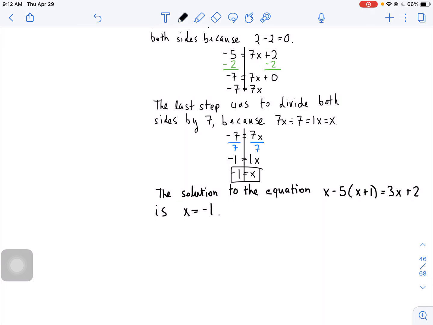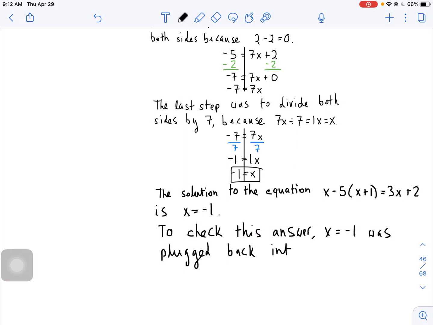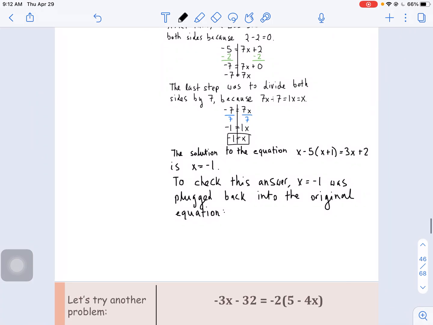It's also really important to make sure you check your work, so we're going to explain how we check our answer. To check this answer, x equals negative 1 was plugged back into the original equation. So I'm going to show that work here.